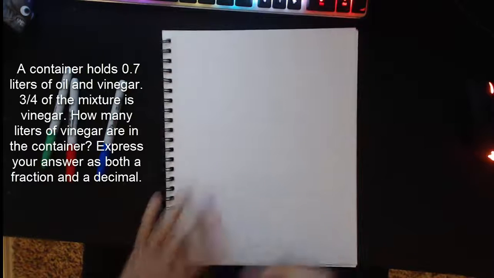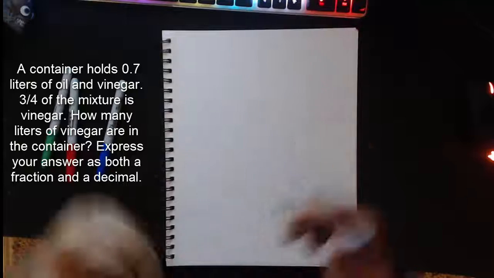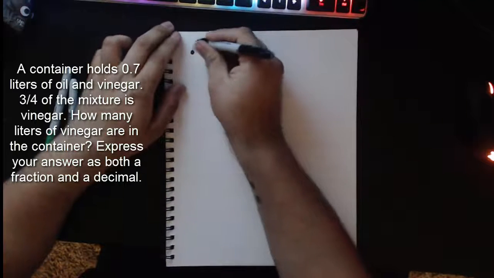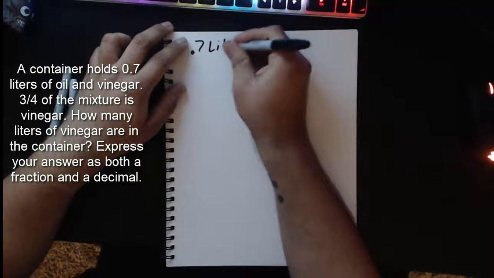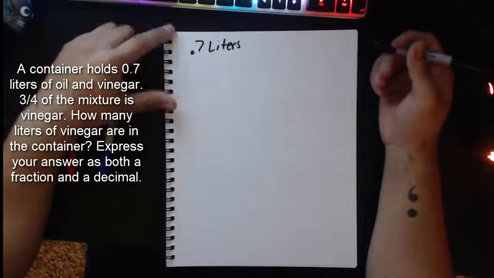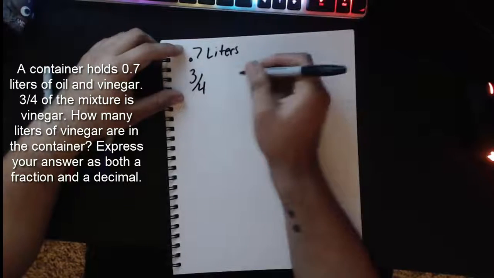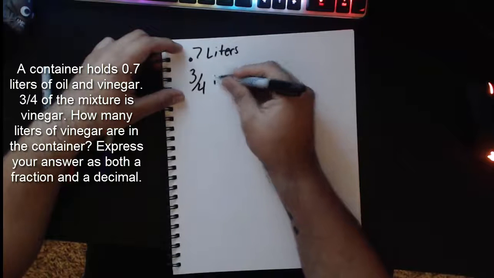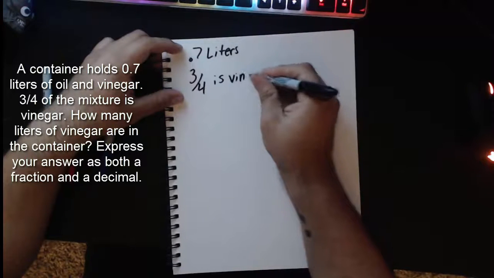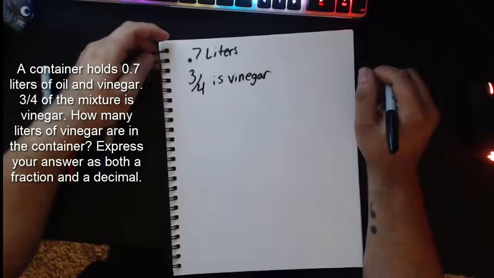Everyone see it? A container holds 7/10 liters of oil and vinegar. So here is my 7/10 liters of something. 3/4 of the mixture is vinegar. How many liters of vinegar are in the container?